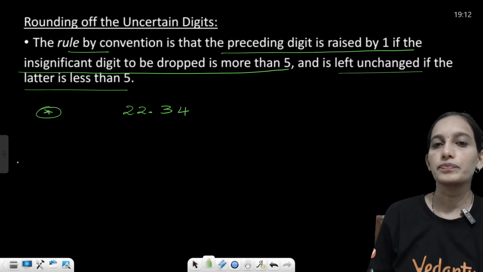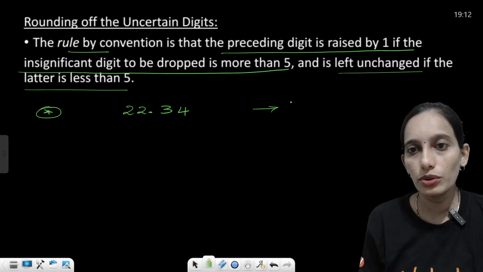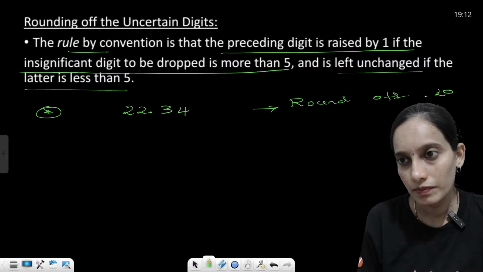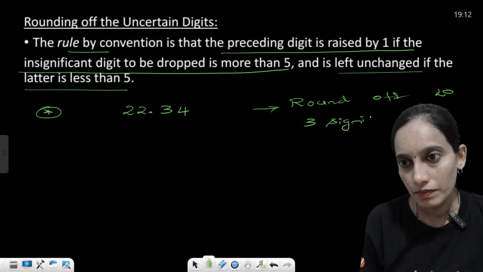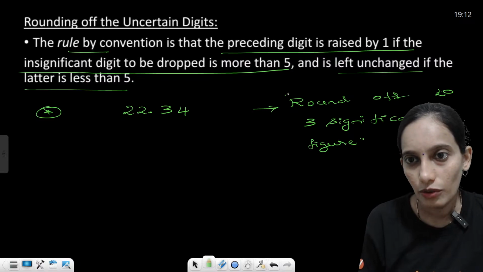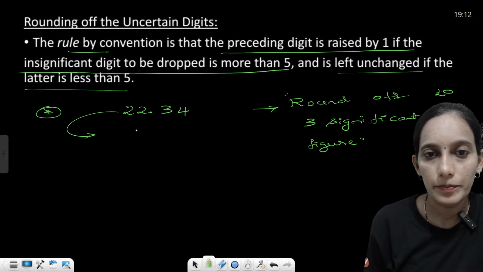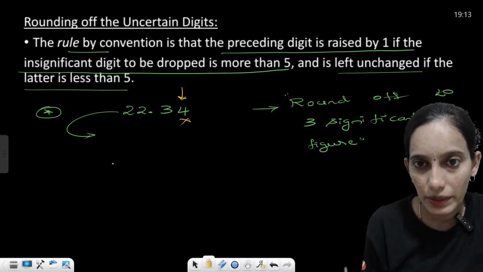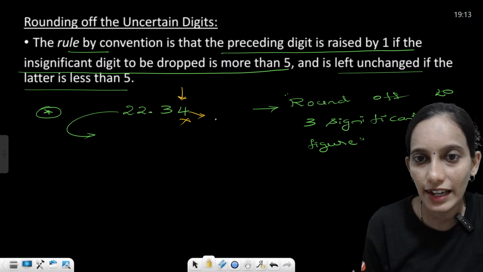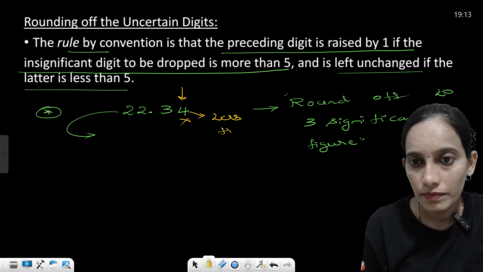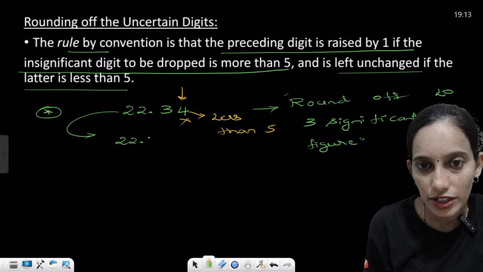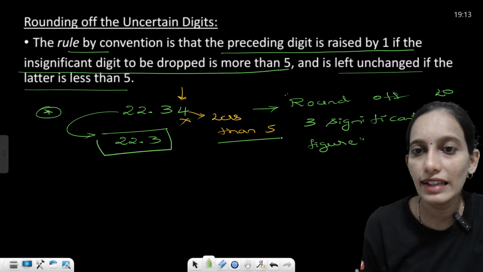Suppose we have 22.34. Okay, so round this off to 3 significant figures. So what happens, here we have to drop this 4, correct? We will be dropping this. So this 4 is less than 5. So if we round off, this will be 22.3 itself, because it is less than 5.